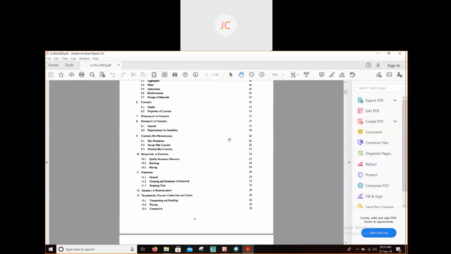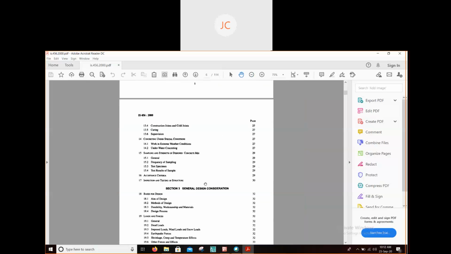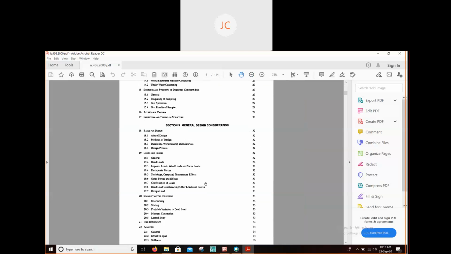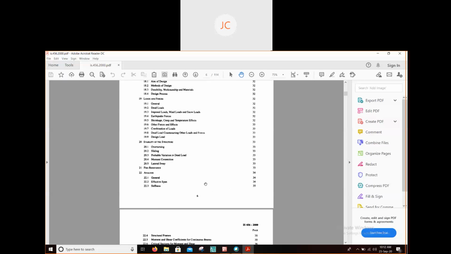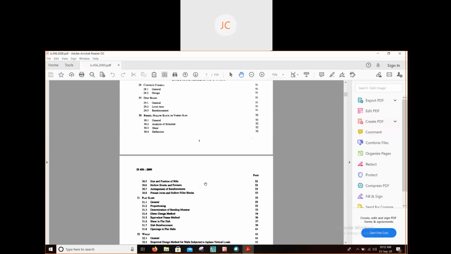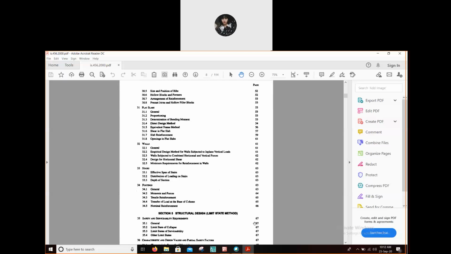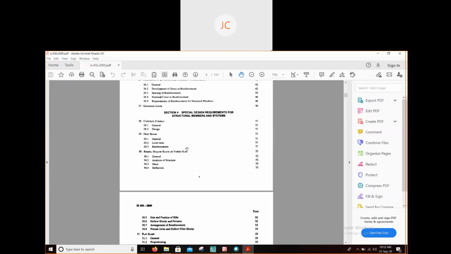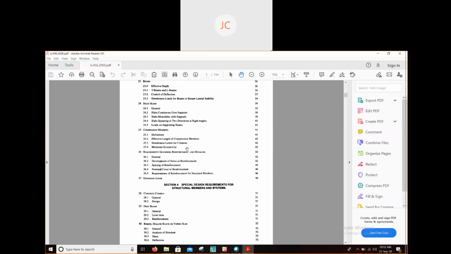You can see the page number. Concrete mix proportioning, page number 67. This is our limit state method. I'm searching for the partial safety factor.